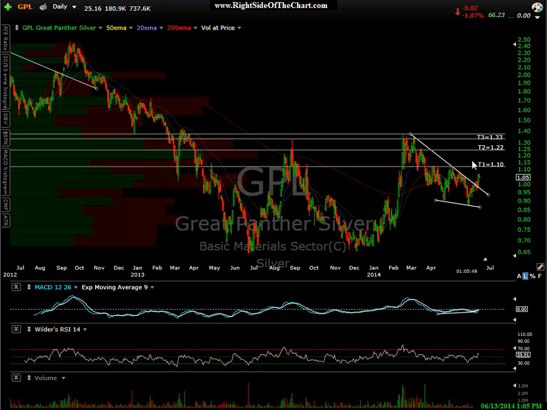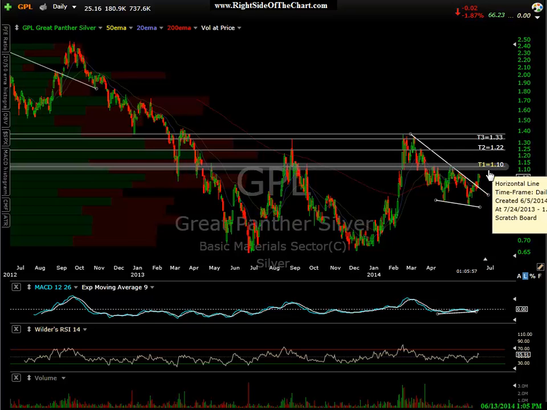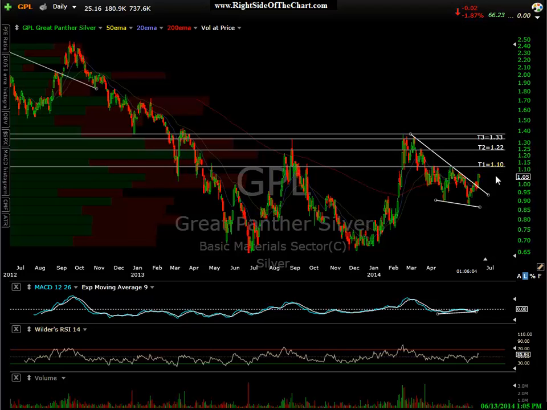If I find that the sector itself is up against resistance or likely due for a pullback, say GPL hits this target in the next couple days and I still expect a pullback in the silver stocks, at that point I would probably book profits or at least tighten my stops up very close to that level to protect profits. So that's GPL.